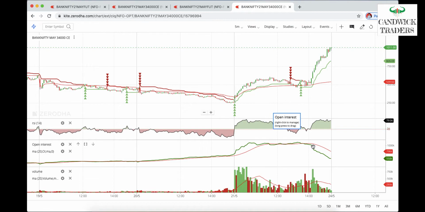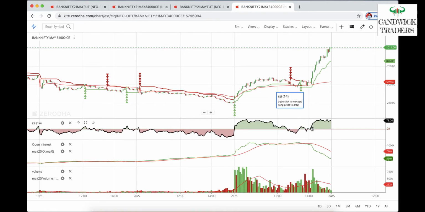Short covering means we already know that it will be very ferocious, very fast actually, so you need to be very fast in this case. Okay, and the first condition should be volume should be above the 20 moving average. That's the first condition. And second, the open interest line should be below the 20 moving average. This is the second condition.